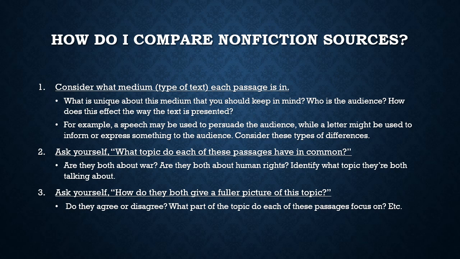You want to think of what is unique about each particular medium that you should keep in mind. For example, who is the audience of this passage versus that one, and how does that affect the way the text is presented? A good example of this would be, let's say, passage 1 is a speech, and passage 2 is a letter. The speech might be used to persuade an audience, while a letter, especially a personal letter, might simply be used to inform or express something to the audience. These are key differences that affect the way the text is written and presented. So you might want to consider those differences when you start reading the different passages.